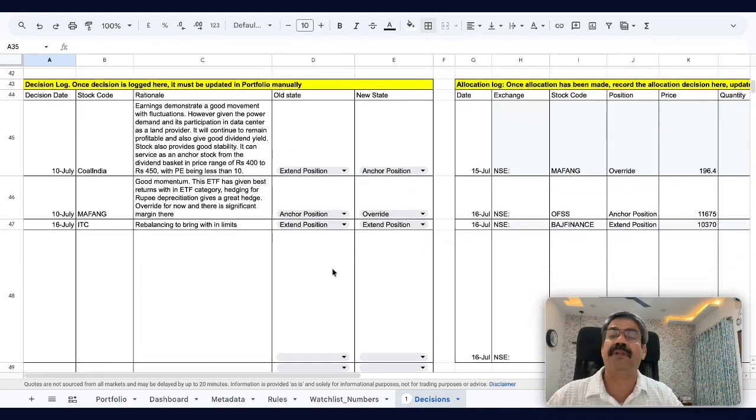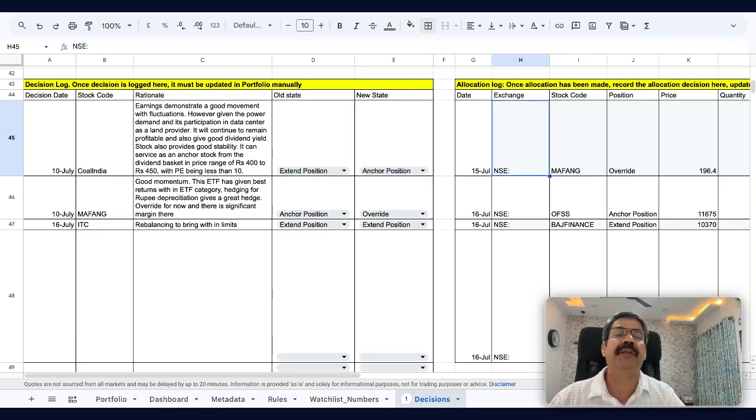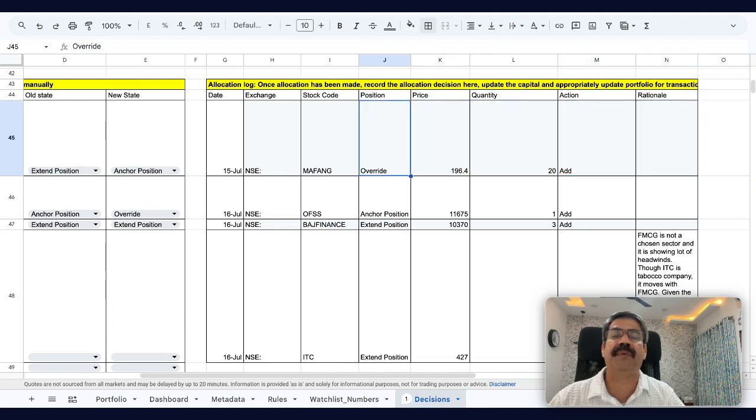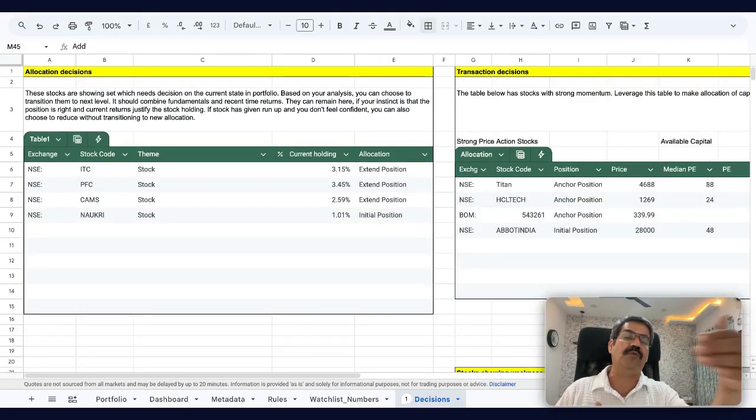And you can start logging your decisions, like over here, that yes, Coal India on 10th of July, we said that we're changing the position from extend position to anchor position. Means you can buy more, because Coal India was also in a similar situation. And similarly, from a capital allocation perspective, we want to continue to go ahead with Mafang, and because this is already in an anchor position, after anchor position, you're taking a call that you want to override, and you can add more. So, like that, you can craft your own strategy and then build your rules. And anytime you want to see that some rules are being overridden on your portfolio, you can get that.